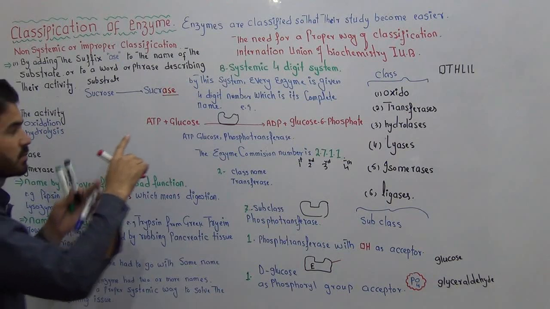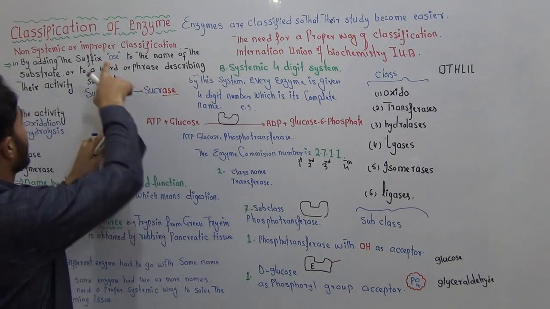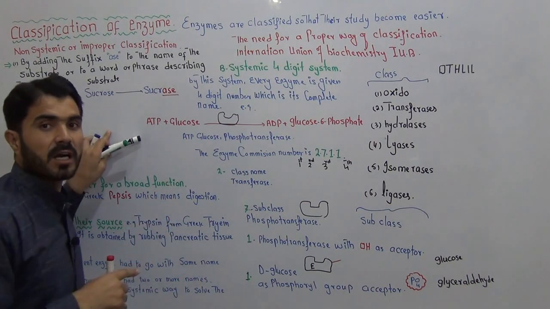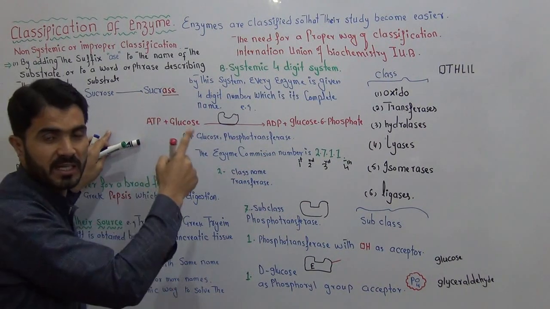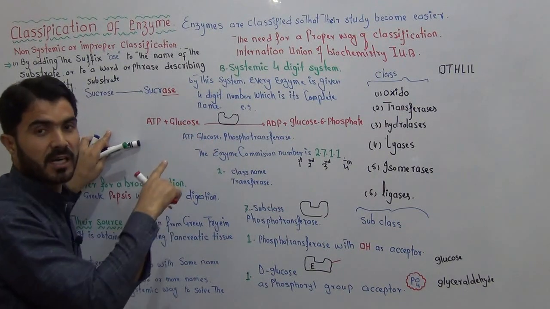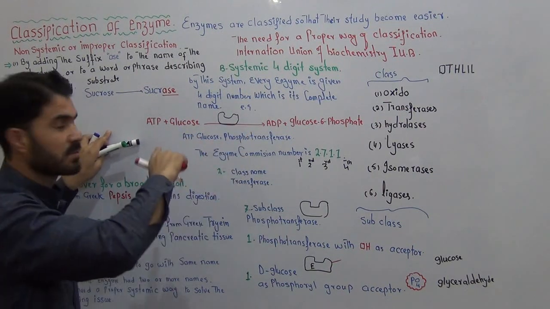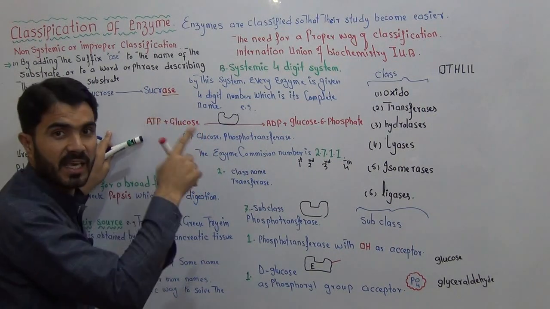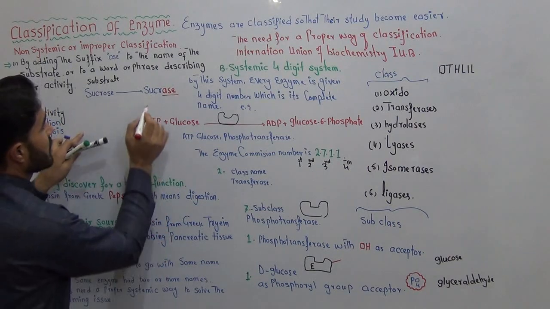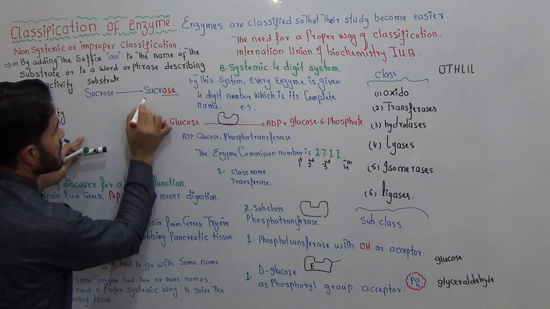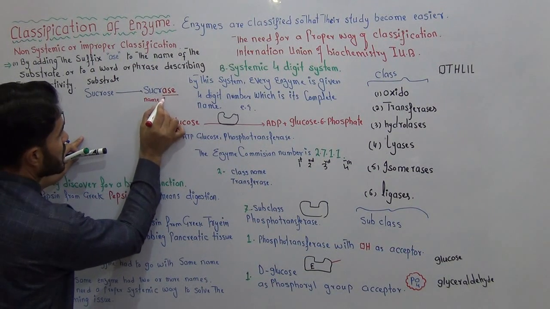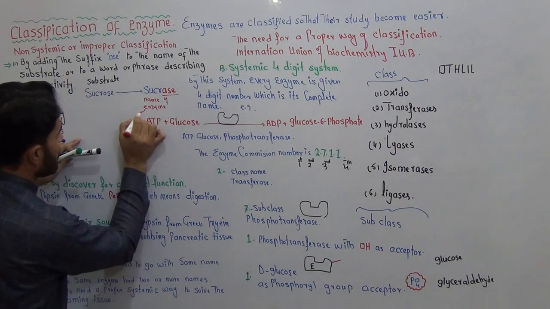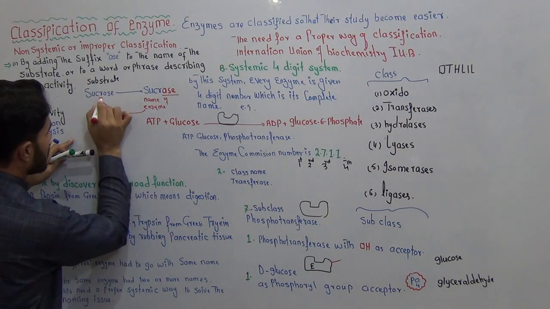This word which comes at the end is called a suffix. When a word comes in the beginning, it is called a prefix. In the beginning, which comes in the start, it is called prefix. Which comes after the word, that is called a suffix. So this is our suffix ASE. Now this is the name of the enzyme. Sucrase is the name of the enzyme. Now which enzyme? Any enzyme that works on sucrose.